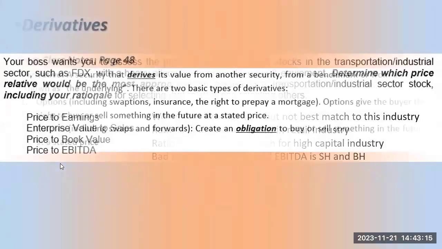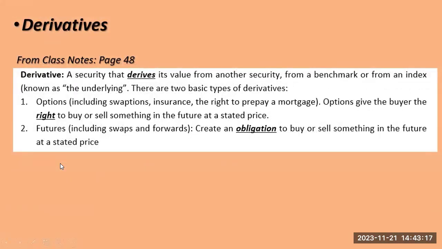All right. So now we're getting to my favorite topic, derivatives. You've probably heard the word derivative. So a derivative is a security that you can't do discounted cash flow for. You don't know the value of the security without knowing the security it's referencing. So these are securities that derive their value from something else. It can be another security, it can be a benchmark, it can be an index. That's known as the underlying.